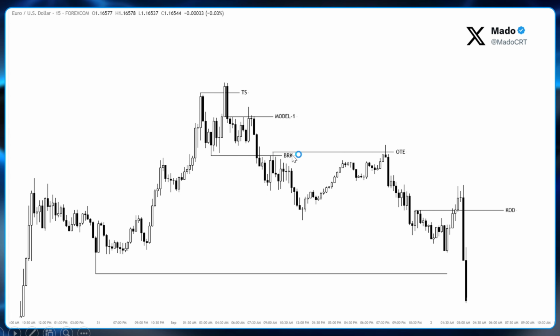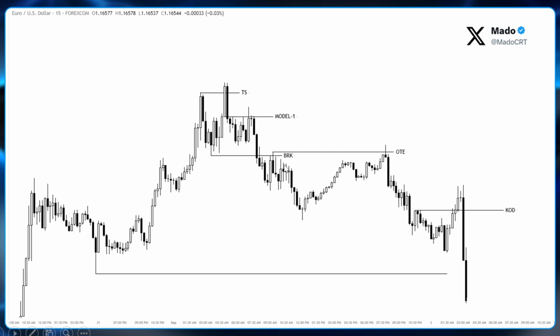Next up is the breaker block phase. As price pushes down, it breaks a small internal structure and then retraces back to that breaker. That's your confirmation area. This phase is powerful because it confirms that price is not only reacting impulsively but also building new structure or a shift in price.